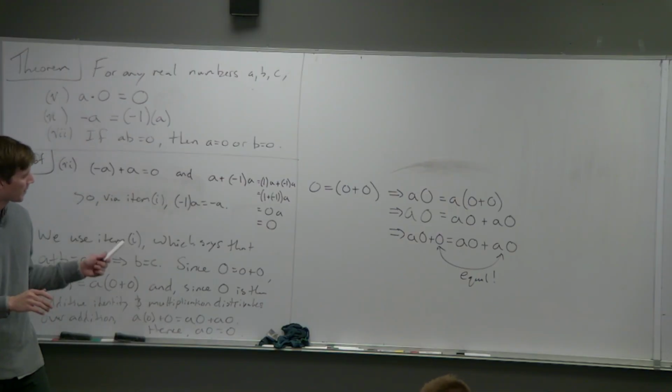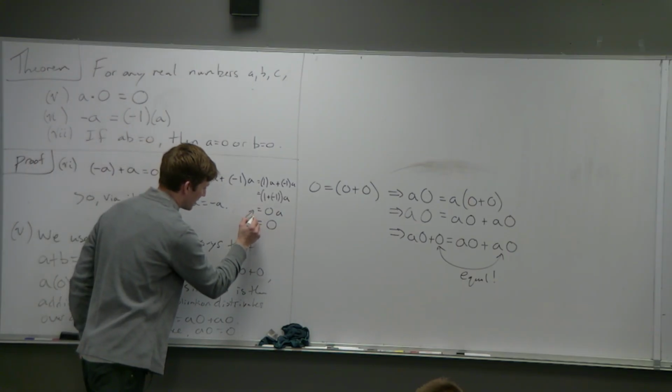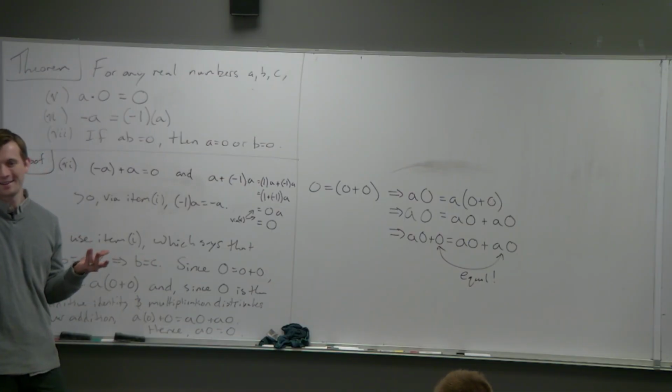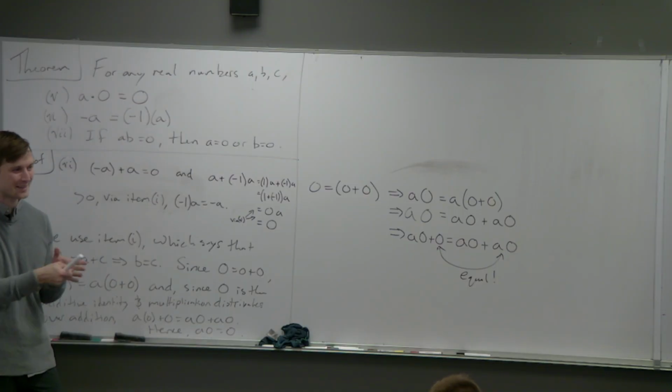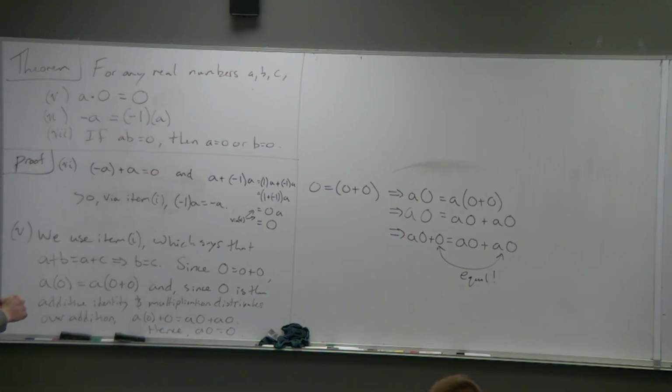Cool? So now that we've got that, this equality right here, which is item 5, is well justified, and we have item 6 as well. Good. Okay. Yes? So then, is there a proof for 6 that doesn't require 5? Minus a equals minus 1 times a. Is there one that doesn't require 5?